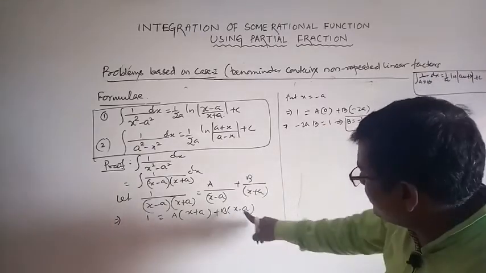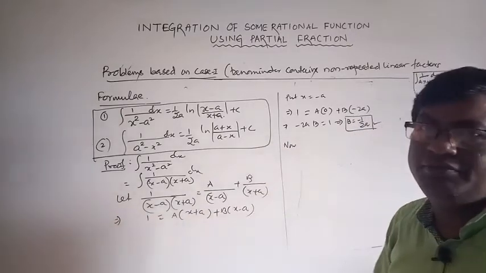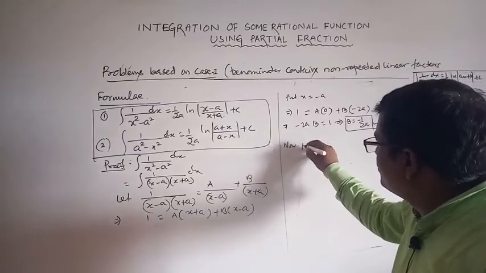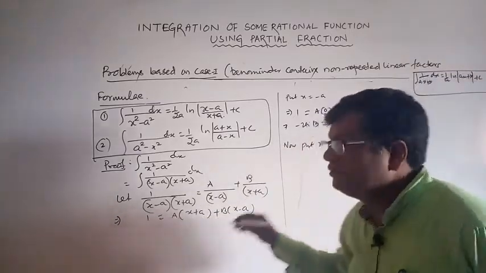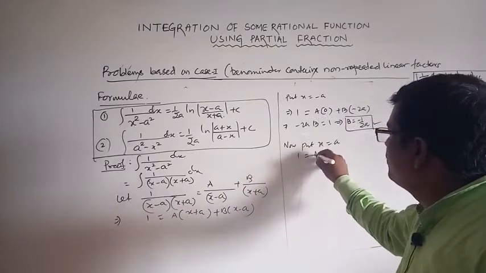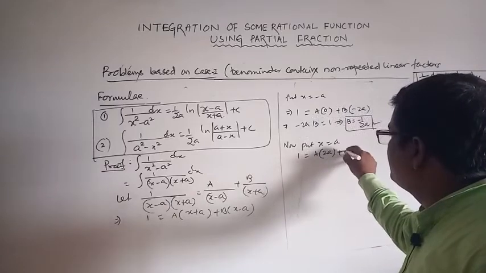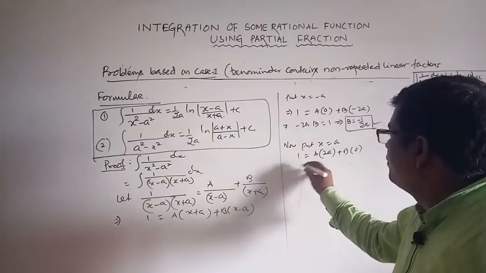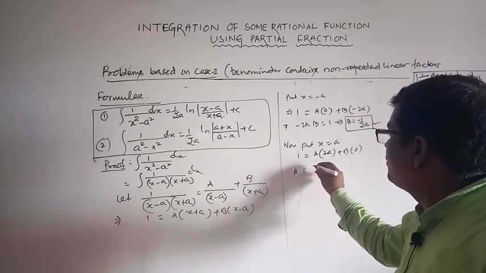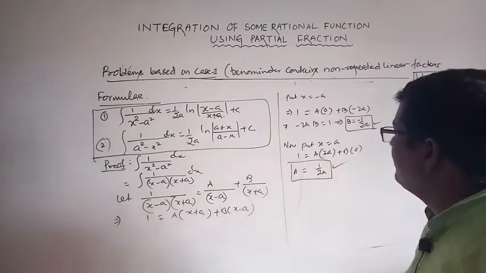Now eliminate the second term. Put x is equal to a. So left side 1 is equal to A into a plus a, that is 2a, and the B term is 0. Clear? So A is equal to 1 by 2a. This is the value of A.